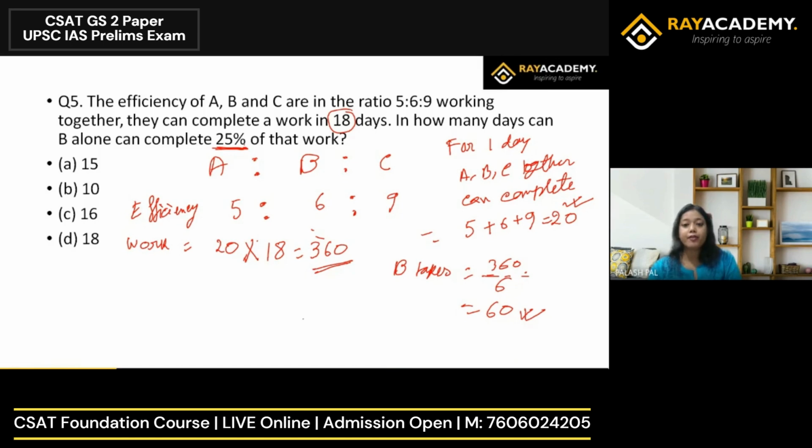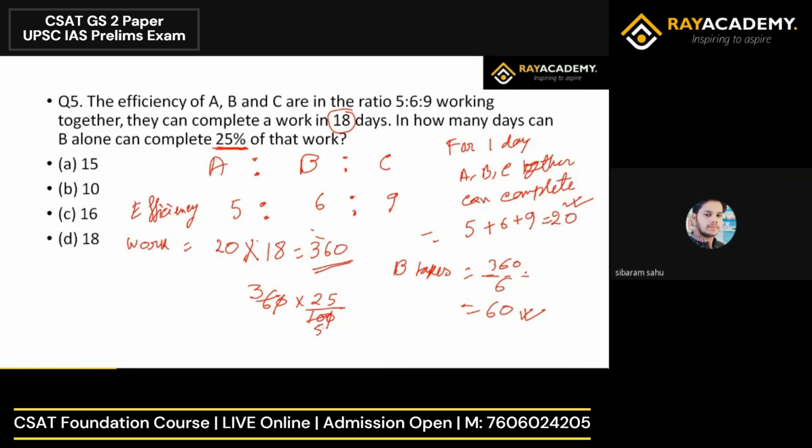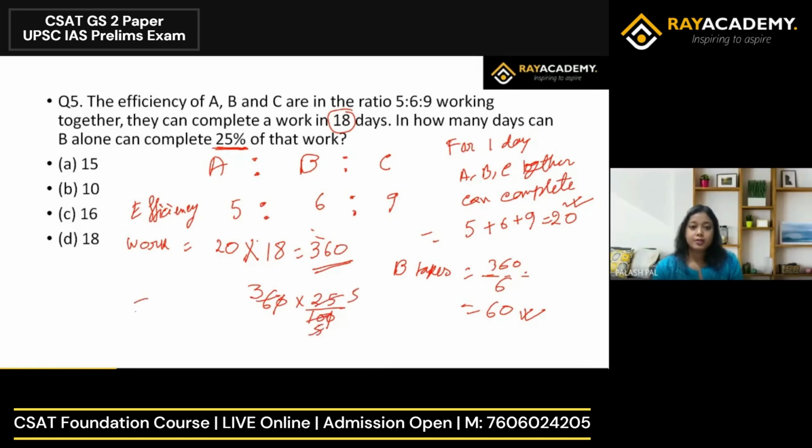That means 60 is for the total, but it will take for the 25%. So 60 into 25 by 100. 0 and 0 cancel. It will be 6, 5, 50. So it will be 50.